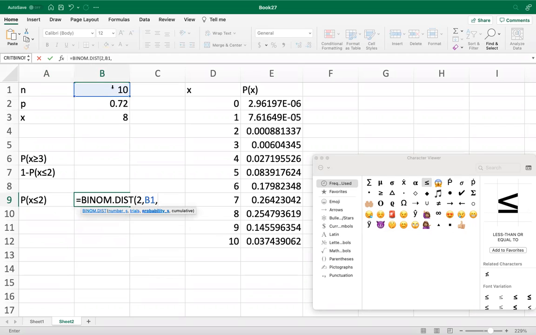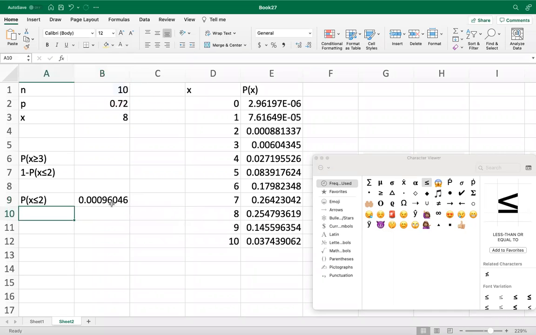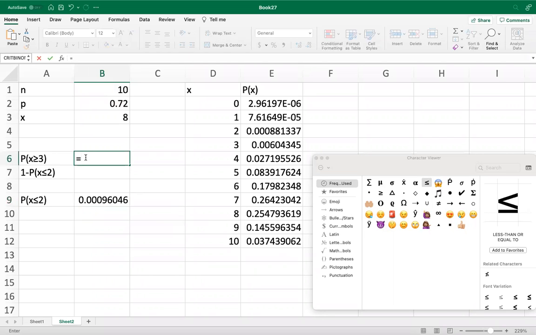Probability of success is P. Cumulative, true, because we want them to be added up. We want Excel to do that work for us. And now we have this here. So 1 minus the probability of X being less than or equal to 2. So equal to 1 minus this value here. This is a probability of X being greater than or equal to 3.